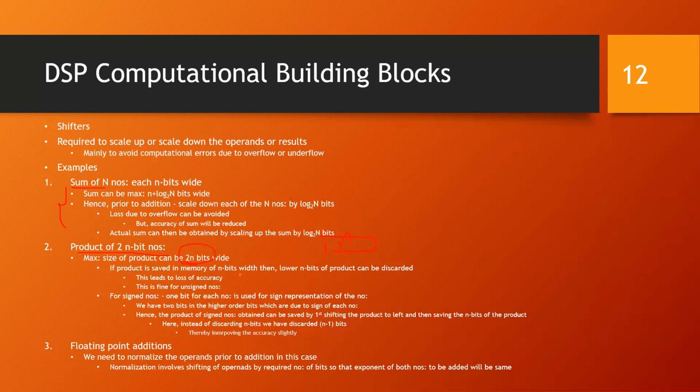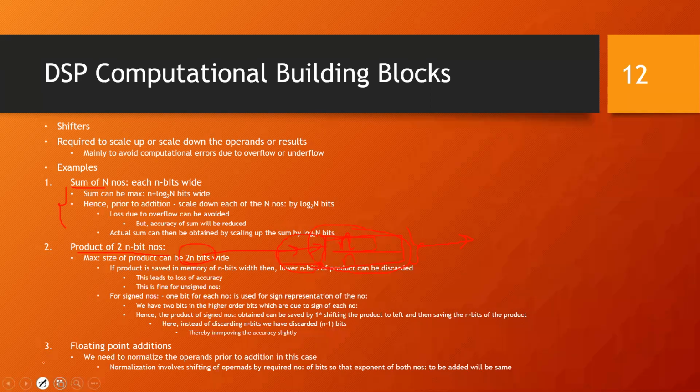So here, they follow some convention. Either you store these 2n bits in two different locations. If you want to preserve the accuracy and you don't want to discard anything, you store this result in two different locations. In doing so, you are accessing the memory two times. If you want to store, you have to access the memory two times. If you want to retrieve, you have to access the memory two times. So this might lead to some increase in the computational time.